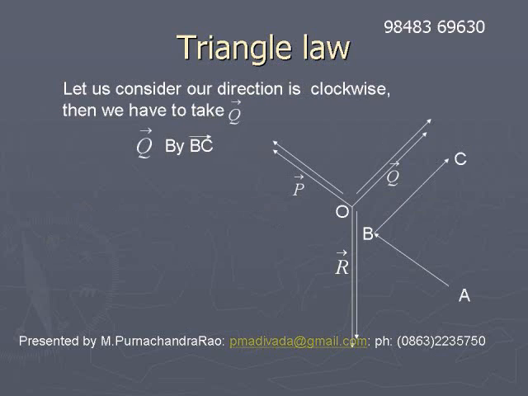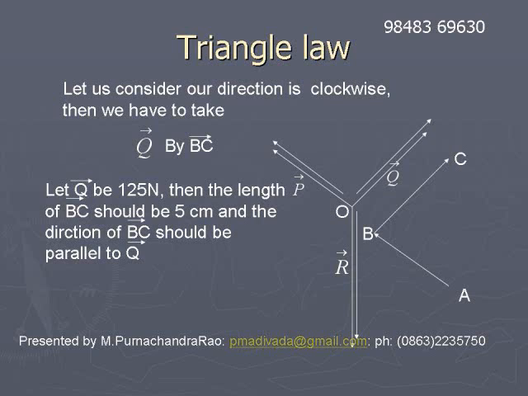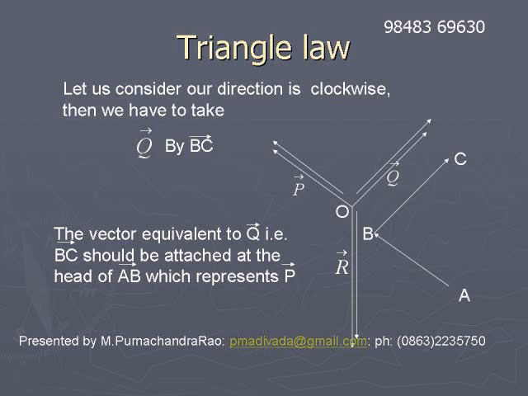Let us suppose our direction is clockwise. Then we have to represent q bar by BC bar. Let q bar be 125 newtons. Then the length of BC bar should be 5 centimeters and the direction of BC bar should be parallel to q bar.